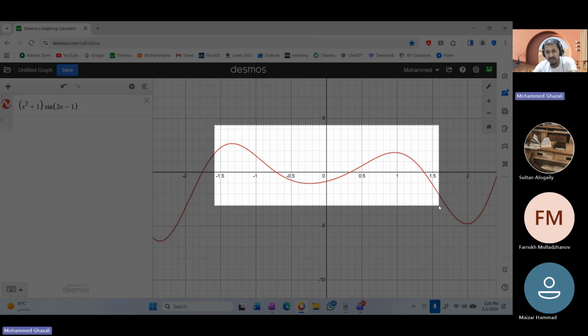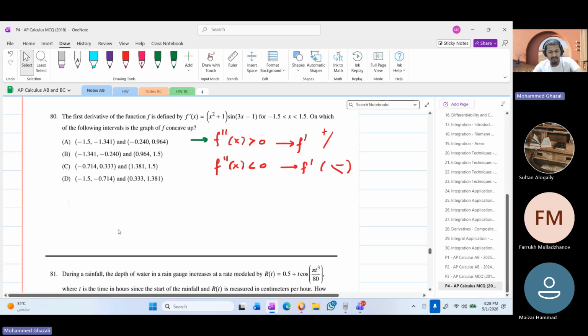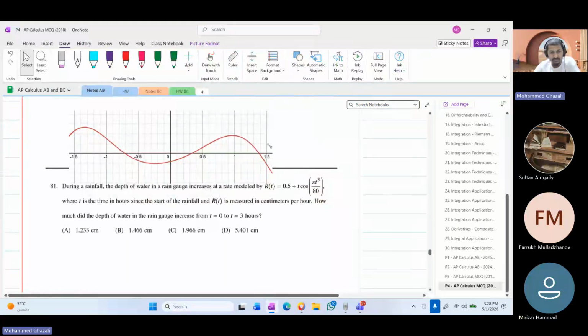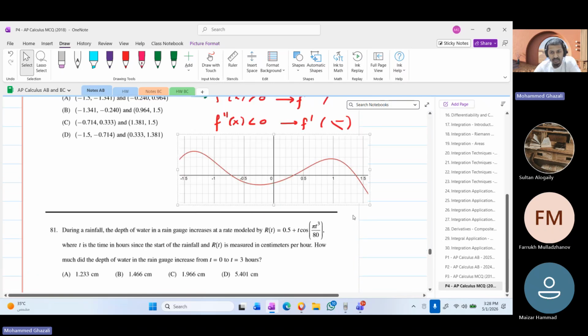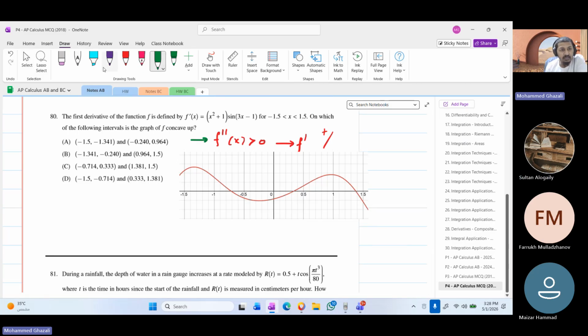This is the graph of f prime, right? Now I want you to look at this graph and tell me what the answer is. You are looking for increase and decrease. Very simple. You're just going to match it up with the options here. Okay, let me take that part off. Where's the increase from -1.5 to somewhere around that point?